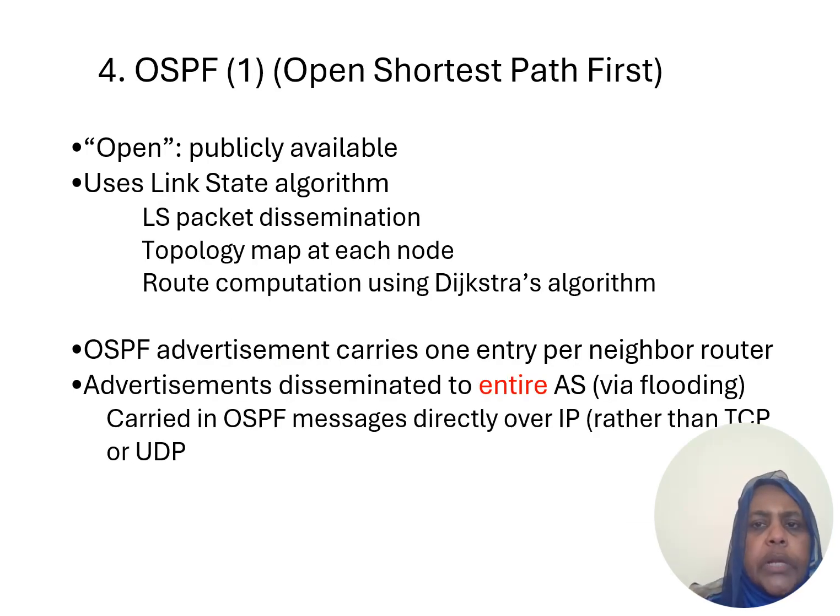The other routing protocol we're going to discuss is Open Shortest Path First. OSPF is publicly available, and it uses a link state algorithm with shortest path first, meaning that it uses Dijkstra's shortest path first algorithm. The OSPF advertisements carry one entry per neighbor router. Advertisements are propagated to the entire autonomous system via flooding, and OSPF messages are carried directly over IP rather than TCP or UDP like RIP messages.